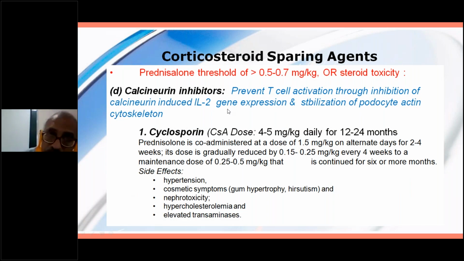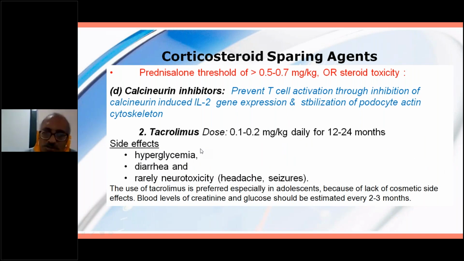Calcineurin inhibitor drugs. These prevent T cell activation through inhibition of the calcineurin-induced interleukin gene expression and stabilization of the podocyte actin cytoskeleton. This is how they act actually. The examples of calcineurin inhibitors: one is cyclosporine, dose is 4 to 5 milligrams, and side effects are hypertension, cosmetic changes, gum hypertrophy, and hirsutism. Nephrotoxicity occasionally, elevated transaminases.